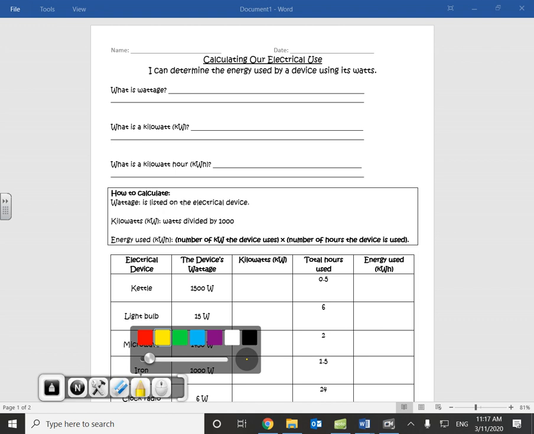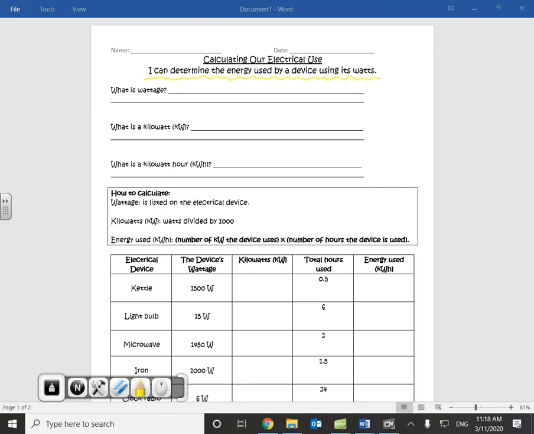So, first of all, as always, please put your name and date on the top and underline the I can statement. The I can statement today: I can determine the energy used by a device using its watts.